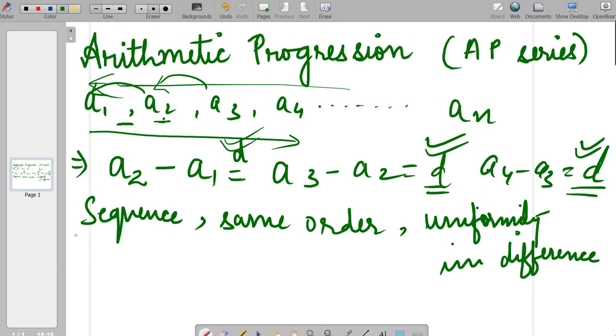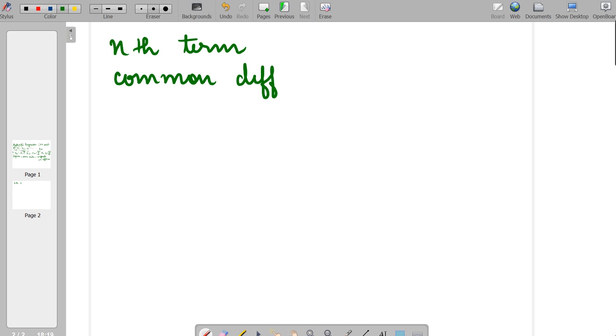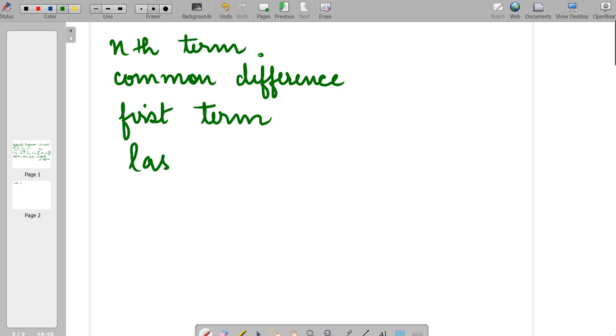Now in this, you will find a few terms, like the nth term, the common difference, and the first term, or you might be provided with the last term of the series. So what are they?